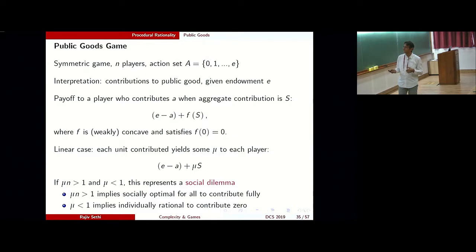So if mu is less than 1, this is a social dilemma. It's like a prisoner's dilemma, but a little bit more general. If mu n is bigger than 1, it means that, remember, every unit that I put in there increases everybody's payoff by mu. So it increases the total payoff by mu n, right? If this is bigger than 1, then every token I put in there creates a greater benefit than I lose. But of course, I don't get the full benefit. And as long as mu is less than 1, I don't want to put it. If I'm just self-interested, I don't want to put it.